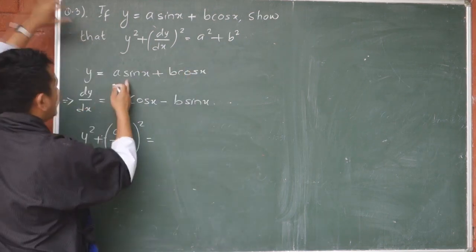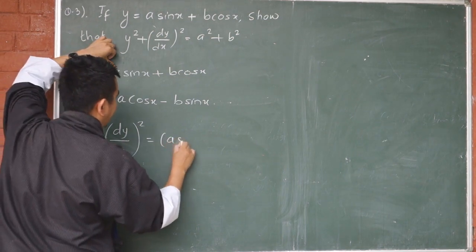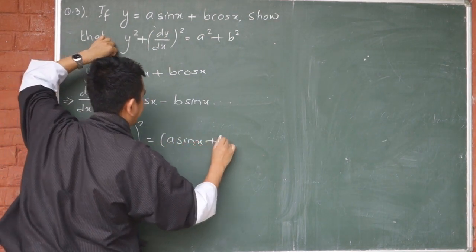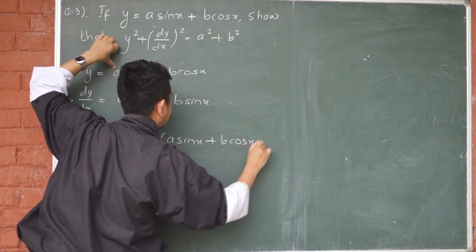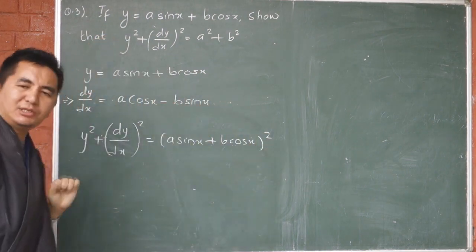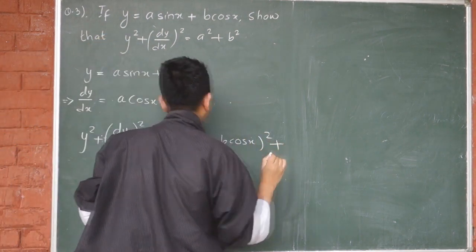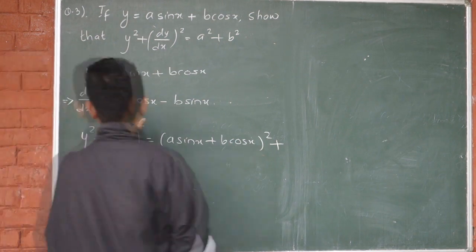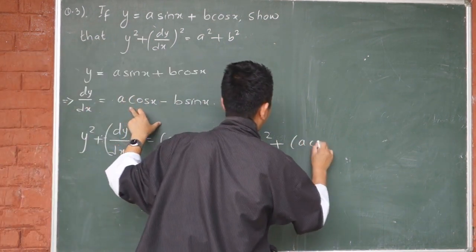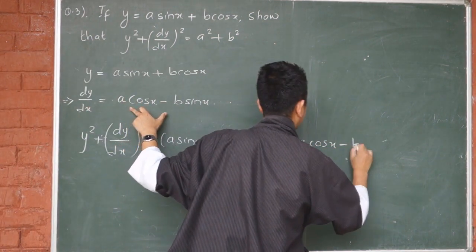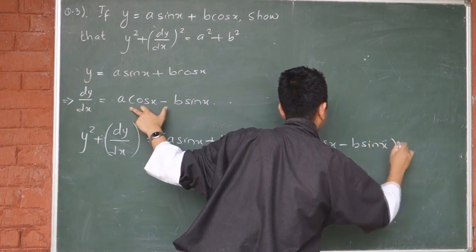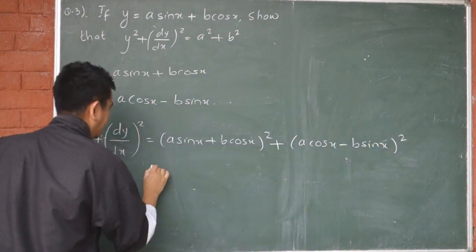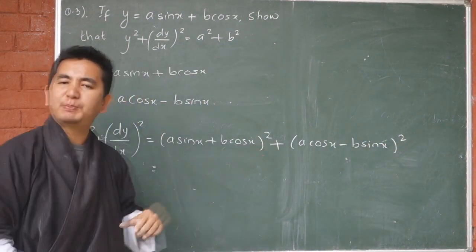So y square, what's the y value? This is the one. We have a sin x plus b cos x whole square. This becomes y square, plus dy by dx whole square. What's the dy by dx? We have a cos x minus b sin x whole square. Shall I explain this? This is in the form of a plus b whole square.